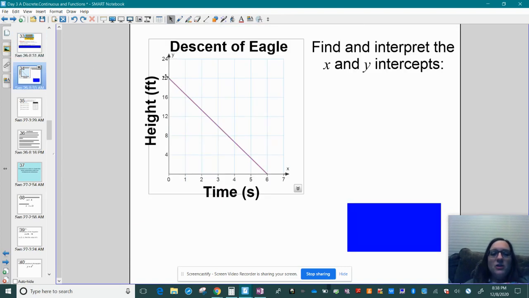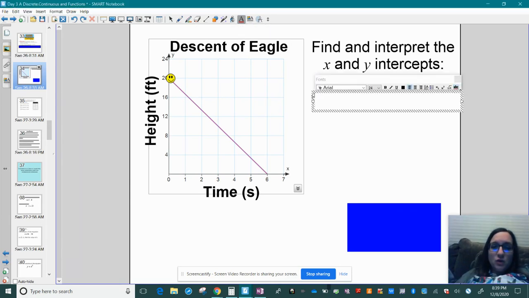The descent of an eagle, and you can almost see that that's how the eagle starts, going lower and lower as it's descending. If we look at this as our time in seconds, so that's a quick descent, and this is our height in feet. If we're looking at the intercepts, our y-intercept is over here at 20. So we have 0 for x, and y-intercept is at 20. We're talking about 0 is the time.